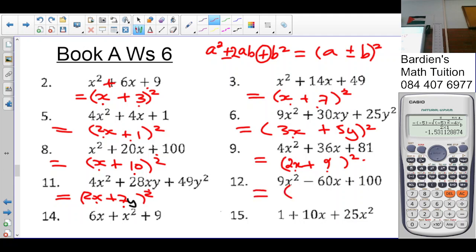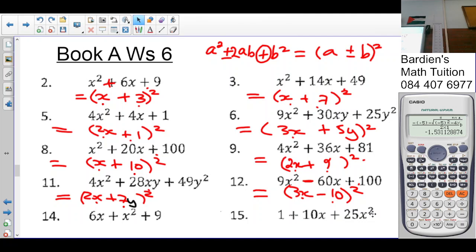The next one? The square root of 9x squared? 3x. Square root of 100? 10. Plus or minus? Minus, because that's minus. 3x times 10 times 2? Negative 16x. 3x times 10, and x times 2 is negative 16x.